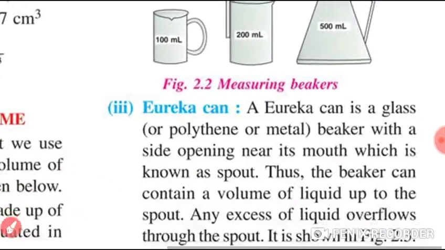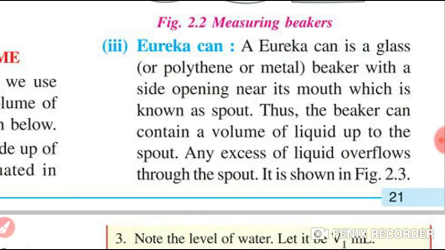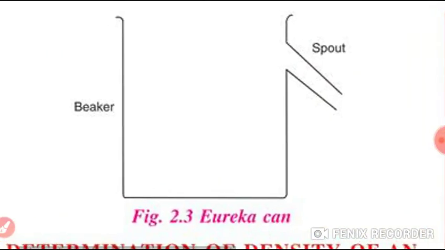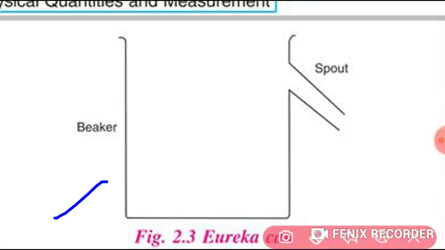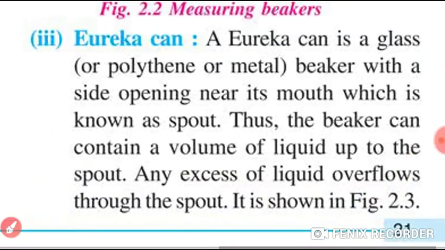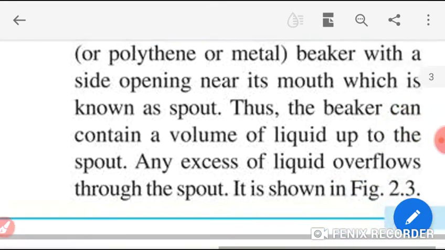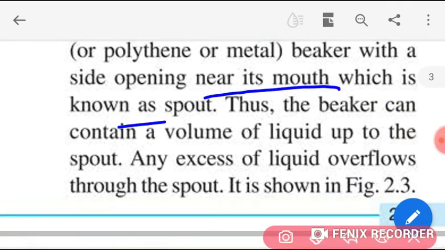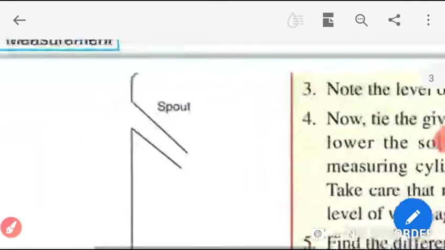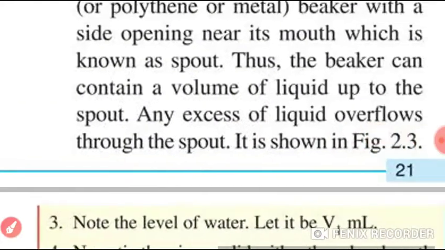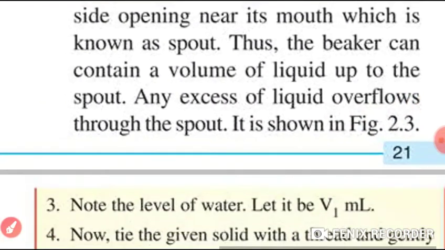Now students, one more is there, that is called Eureka can. What is this Eureka can, students? I will show you the diagram of this Eureka can. This is the Eureka can. Let's see its description. A Eureka can is a glass or polythene or metal beaker with a side opening near its mouth, which is called the spout. This opening is called the spout. Thus the beaker can contain liquid only up to the spout.